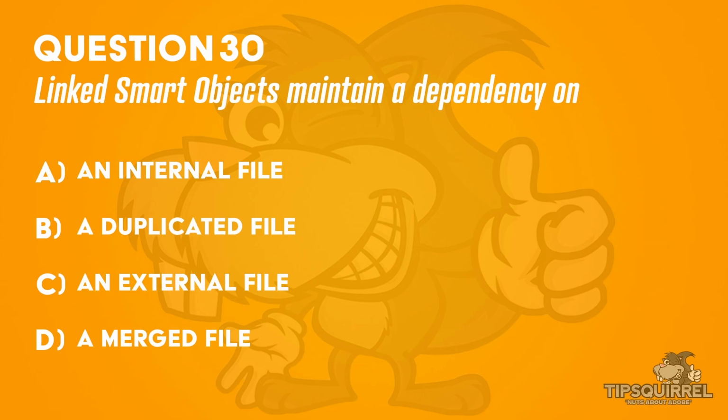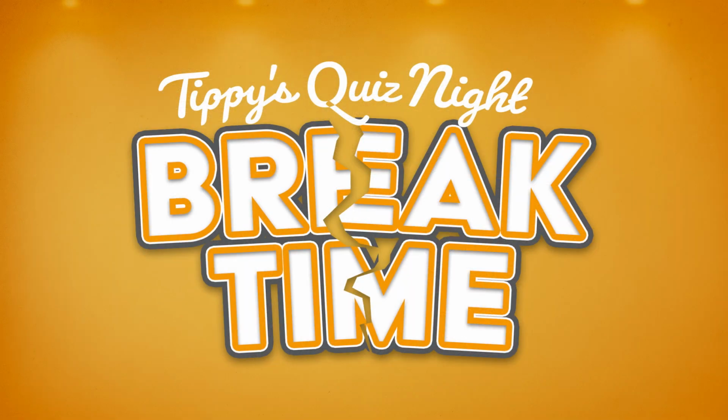There we go. That, my friends, is 30 questions on smart objects. We'll be back in just a second, but for now, let's take a well-earned break.